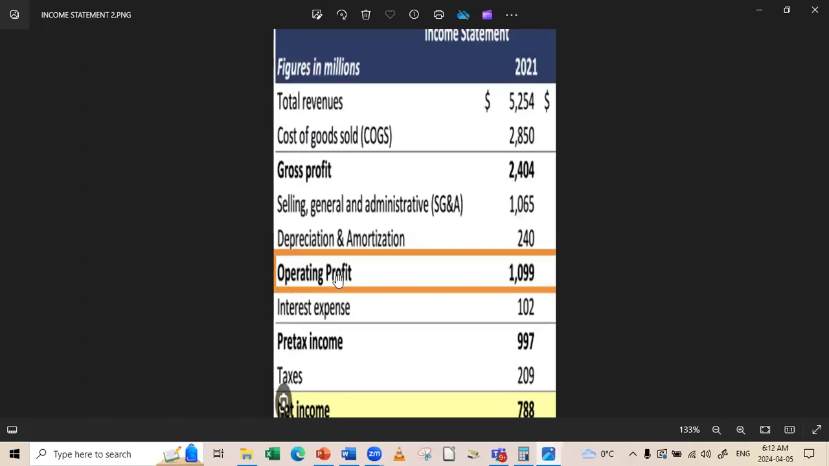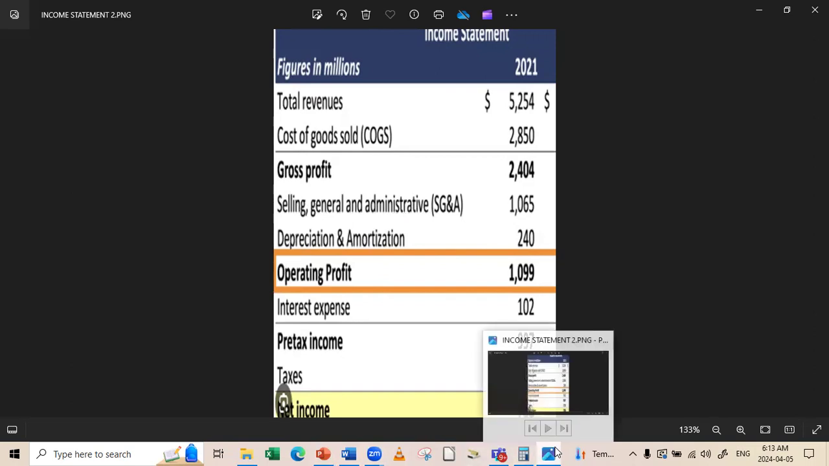Now, to get the operating profits, which is in black here, it will equal the gross profit minus the selling expenses and depreciation expenses. Here, selling and general administrative expenses: the gross profit minus the selling and general administrative expenses, and minus also depreciation and amortization. So this will give me operating profits.